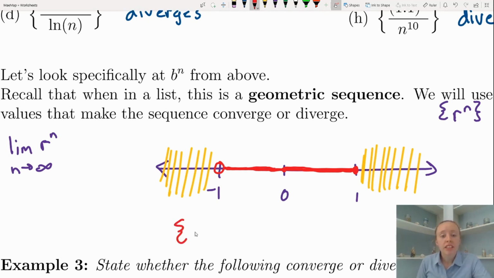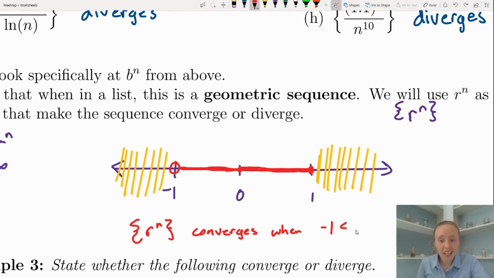So our geometric sequence r to the n converges specifically when -1 is less than our r value, which is less than or equal to 1. So from -1 all the way up to and including 1, our geometric sequence r to the n will converge. And it diverges when r is less than or equal to -1 or when r is greater than 1.